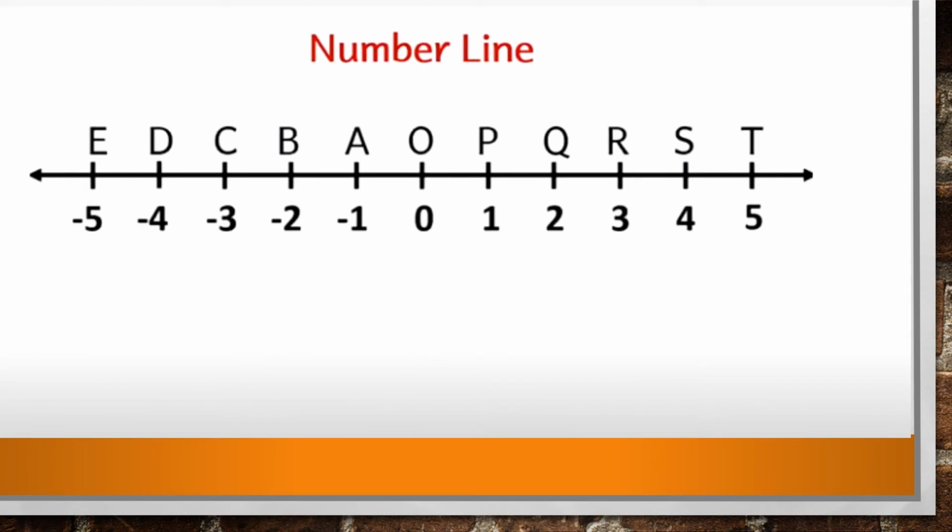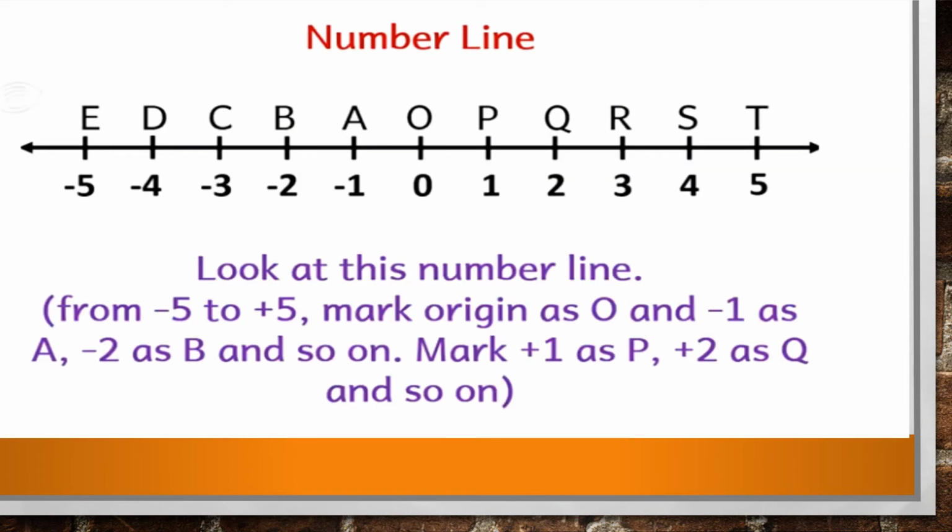0 is in the center, that is the origin. Then on the right side we have all positive numbers and the value keeps on increasing as we go ahead. And on the left hand side we have all negative numbers and the value keeps on decreasing as you go towards the left. Right? Now look at this number line.